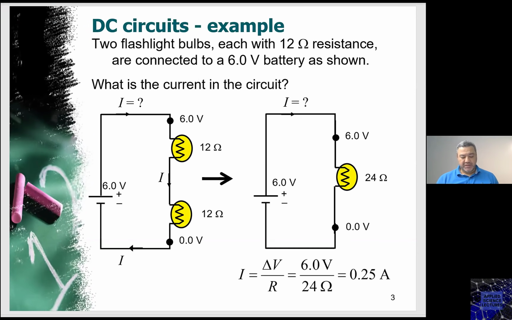Now let's look at this example. Here in this example, we have two flashlight bulbs, each with 12 ohm resistance. They're connected to a 6-volt battery as shown. So it is very important to know that those two light bulbs are connected in series. Why in series? Because they share this node and there are no other components sharing that node.